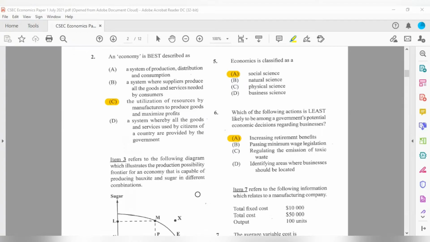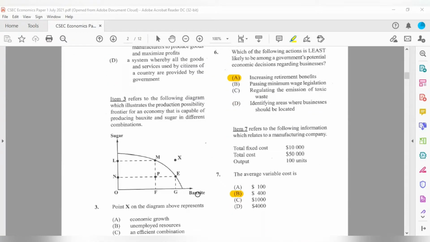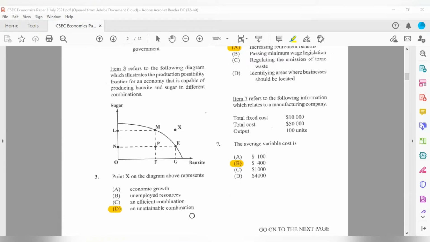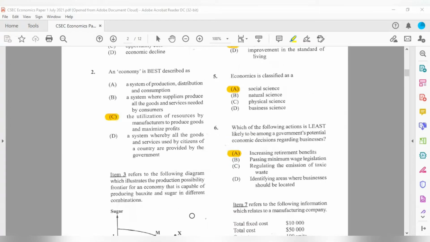Question three. Item three refers to the following diagram, which illustrates the production possibility frontier for an economy that is capable of producing bauxite and sugar in different combinations. Point X on the diagram above represents D, an unattainable combination.